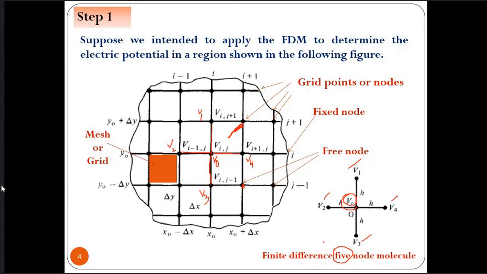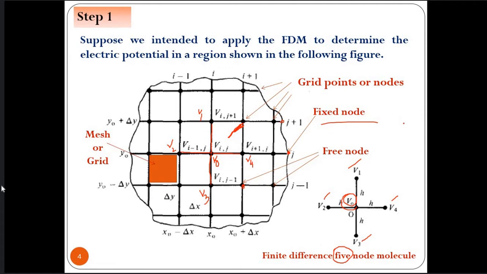So it is called the 5-node molecule. That is the details about step 1. In step 1, we have divided the entire solution region into a number of grids that consist of free nodes and fixed nodes. Free node means the node where the potential is unknown, that means they lie within the solution region. And fixed node means the node where the potential is known, which is basically on the solution boundary.